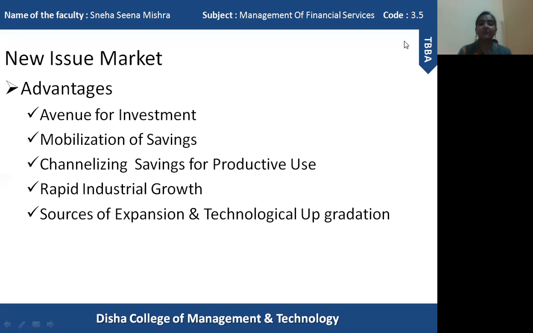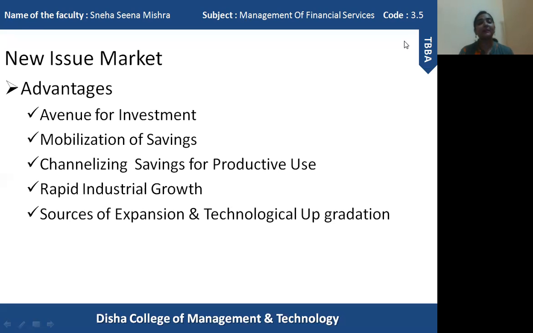Okay. The next point here says sources of expansion and technology upgradation. So the organizations which are already existing, which have been operating in the market for many years, it gives them scope to expand, because raising money has become easy through the new issue market. So it becomes easy for them to expand their business, to grow, and they can introduce any kind of technology.